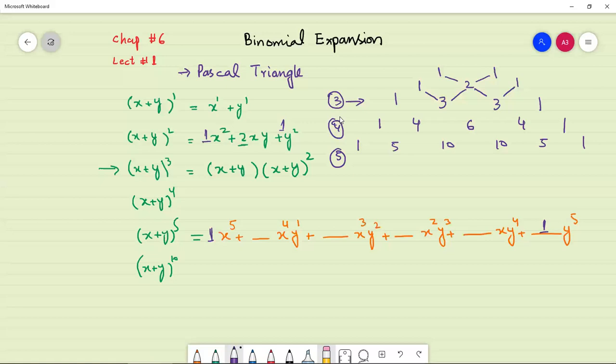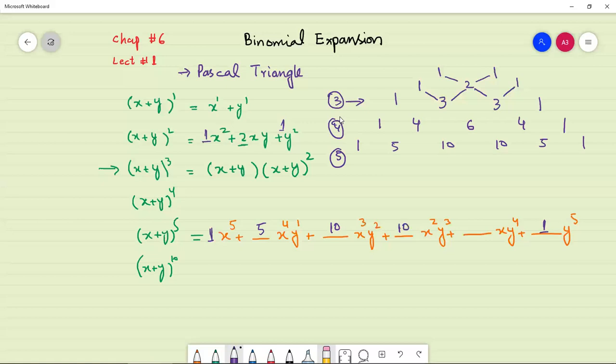So in this way, here we were expanding (x + y) power 5: 1, and the very next coefficient you can write is 5, while the next is 10. So the very next is 10.